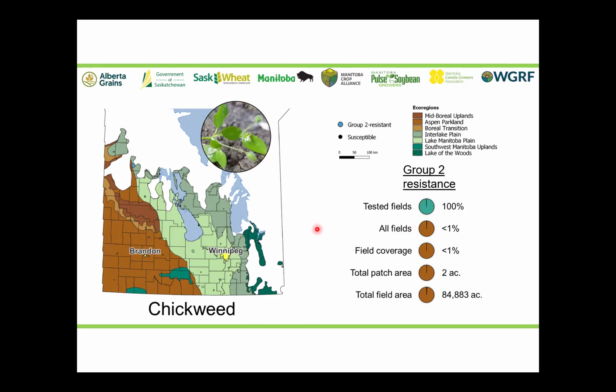And then looking at chickweed, we didn't find a lot of it, which is not surprising, as it's up here in the northwest. Where we did find it, it was resistant to group 2. Again, that's not surprising. I've worked up in the Dauphin and Swan River area, and we know there's definitely group 2 resistant chickweed up there. But extrapolated across the province, it's less than 1%.